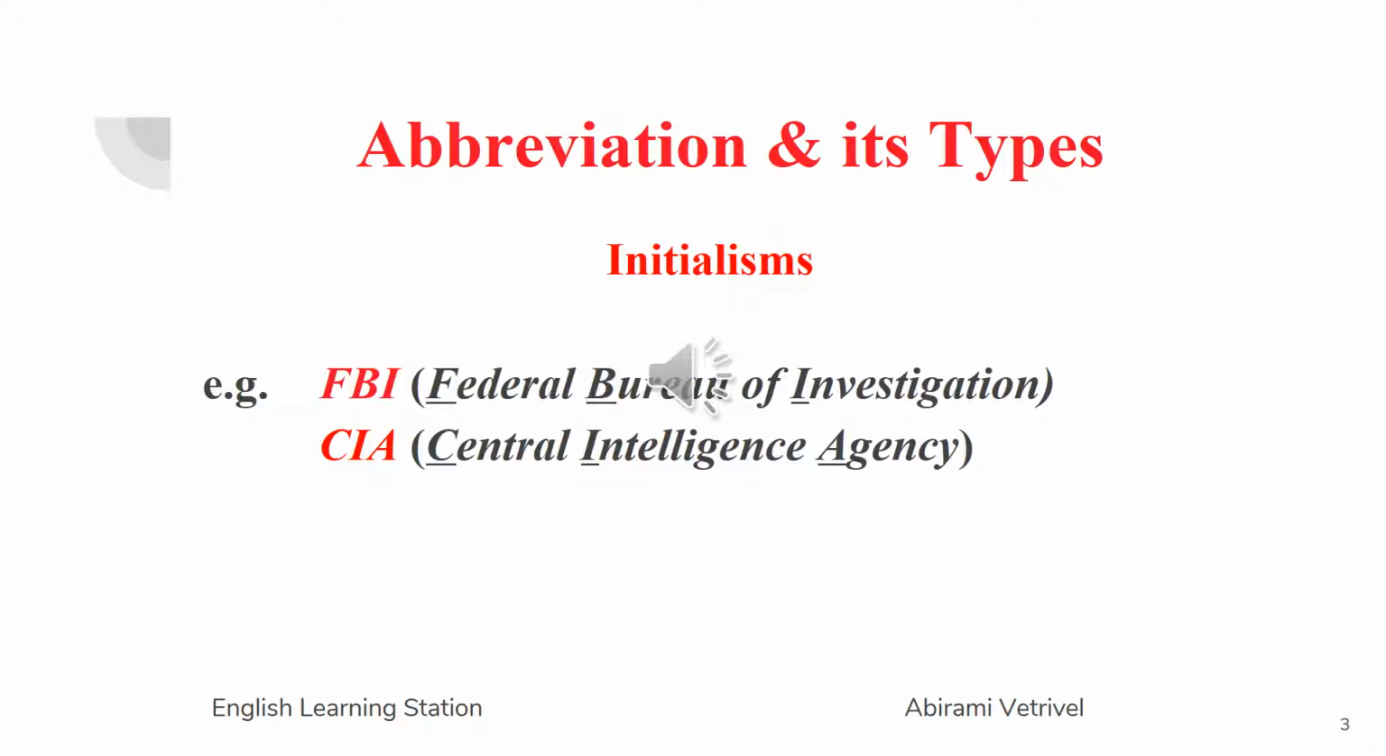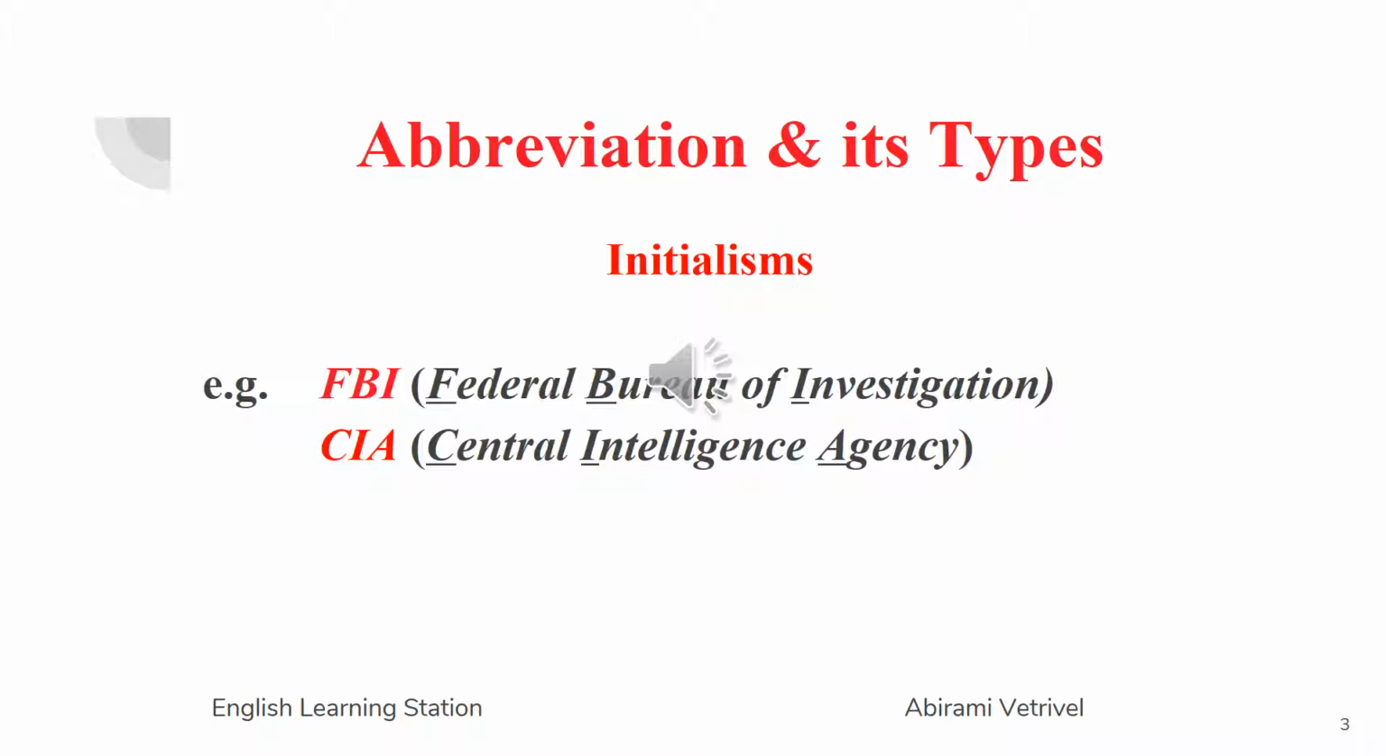There are different forms of abbreviations and let us learn them one by one. The first is initialism. Initialism is one type of abbreviation where the first letter of every word in a term is taken to form the abbreviated form of the term.